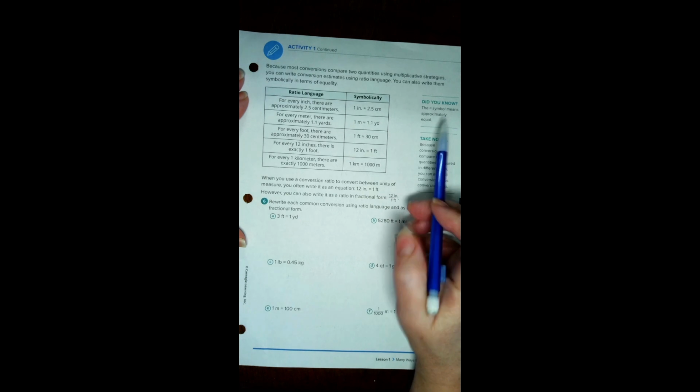Okay, moving on. Page 305. Because most conversions compare two quantities using multiplicative strategies, you can write conversion estimates using ratio language. You can also write them symbolically in terms of equality. So here we have, and this symbol here also means approximately. You will see it like this as well, approximately equal to. Take note, because conversions compare two quantities measured in different units, you can also call conversions ratios or conversion rates.